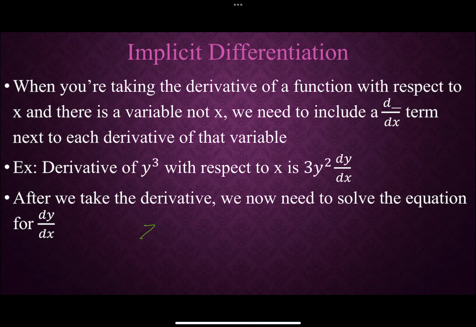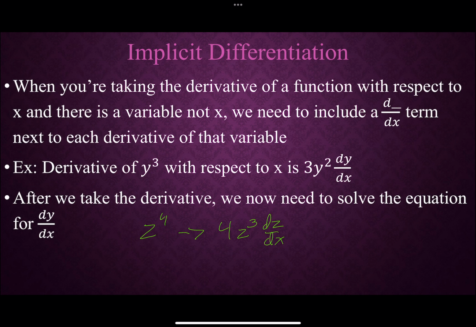If I had like a z to the fourth, and I want to take the derivative with respect to x, that'd be 4z cubed dz dx. Okay? And then, if you recognize that dy dx is one way to write our f prime of x, in these kinds of situations where it's only y's and x's, you're going to have to then rearrange the equation and get dy dx all by itself.